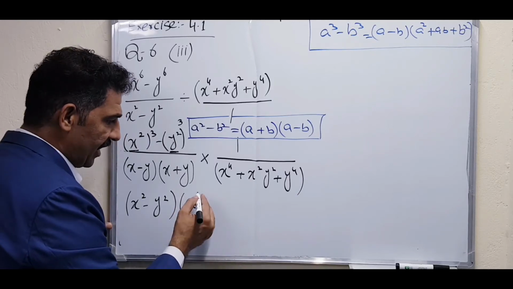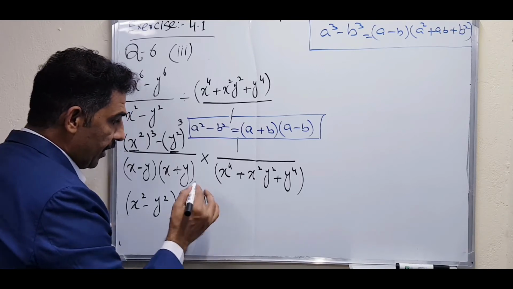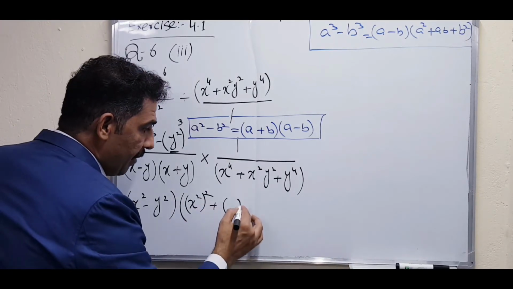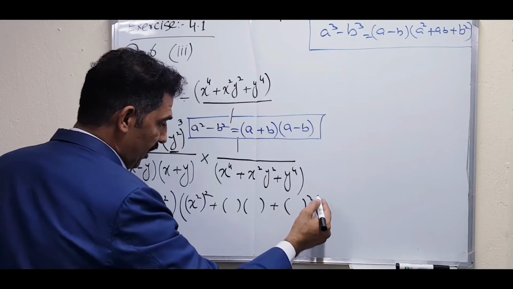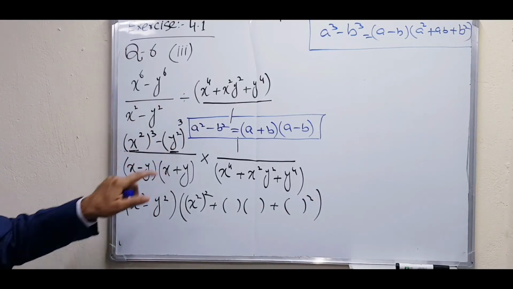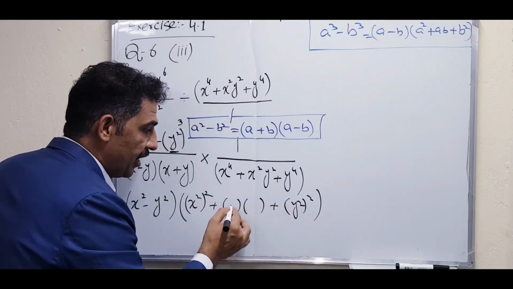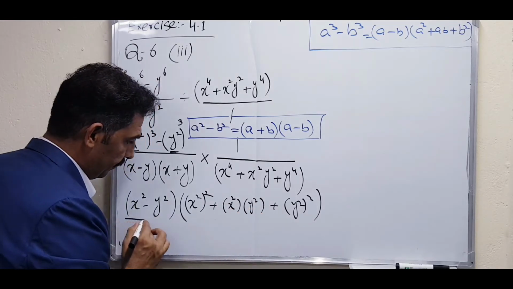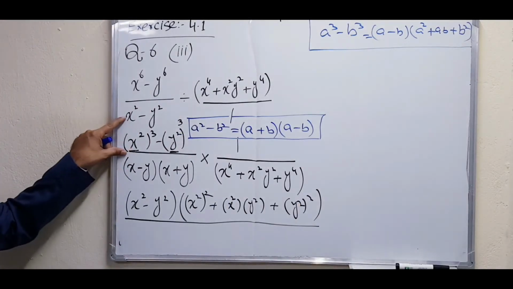You can write directly, otherwise according to the formula, a square, then plus a and b, plus square of b. So in the place of a we have x square, in the place of b what do we have? y square. We can write y square here, a and b. Numerator complete, simplify.